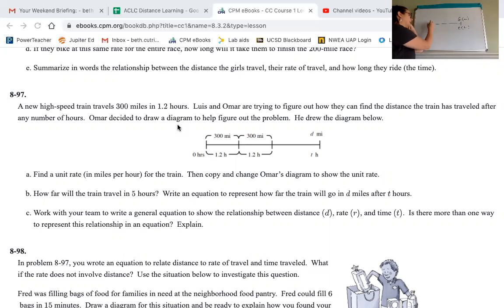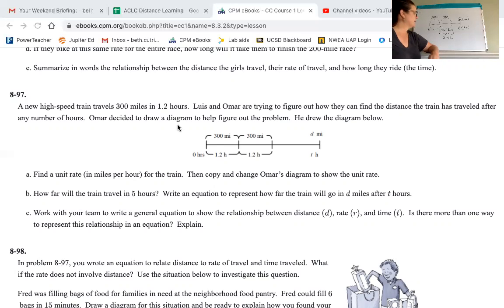So he is going to draw these weird little circle things, and he's going to say in 1.2 hours, his train goes 300 miles. And then for some reason he draws two of those. I have no idea why. This is another 300 miles in another 1.2 hours. So now we're up to 2.4 hours with these two circles. Well, that's okay. I mean, he's thinking of it the way it makes sense to him, which I think is actually pretty noble. Find a unit rate in miles per hour for the train, then copy and change Omar's drawing to show the unit rate.